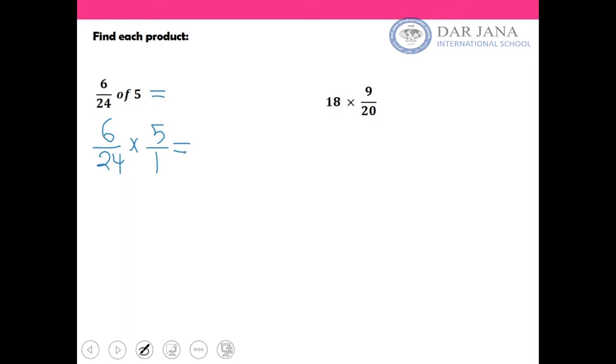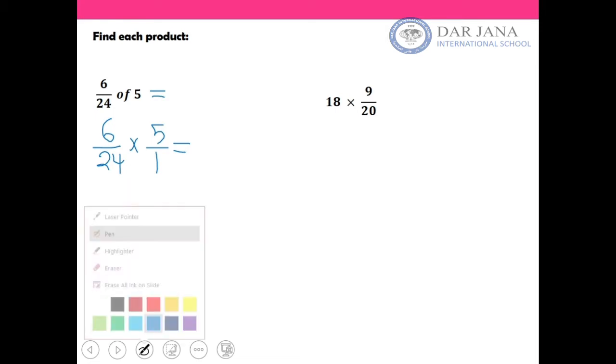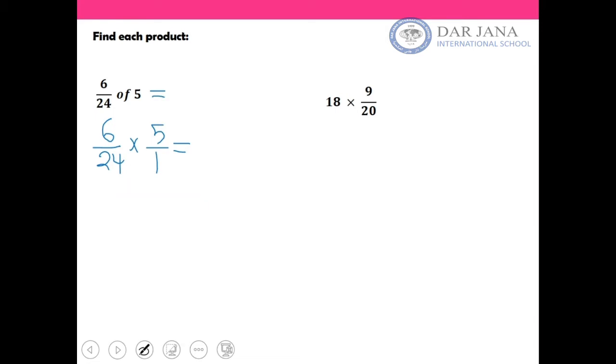So even if it's in the same fraction, I can simplify up and down. I can simplify by 6 up and down. So I'm going to do here divided by 6, divided by 6, and then I will rewrite the fractions. So it's going to be 1 over 4 times 5 over 1. And then I multiply numerator by numerator and denominator by denominator. So I'm going to get here 5 over 4, which is an improper fraction.